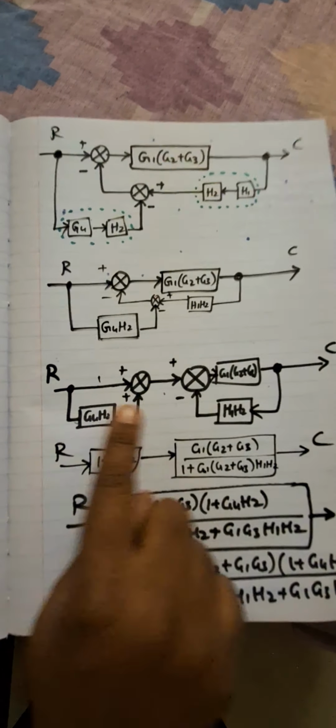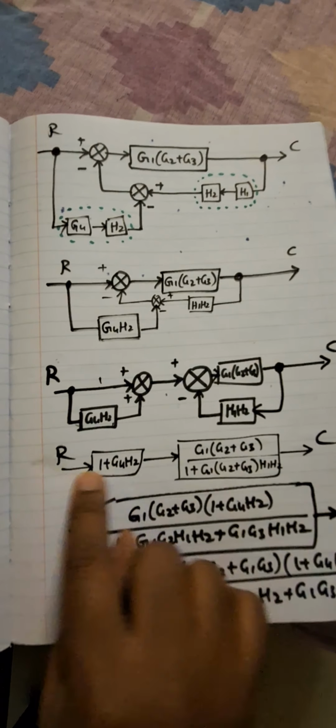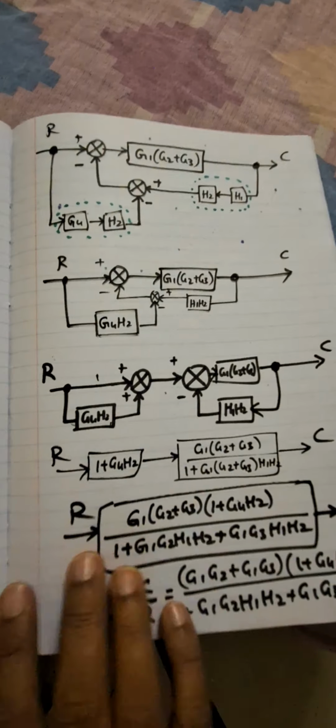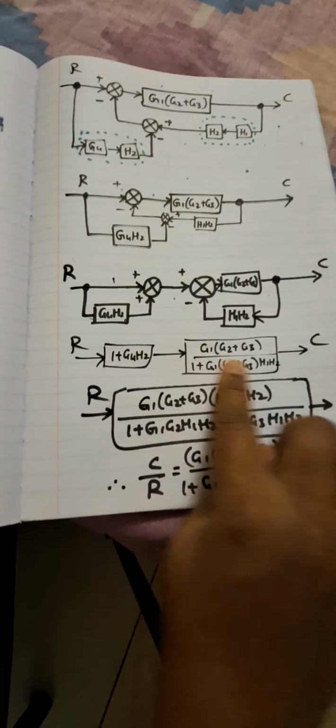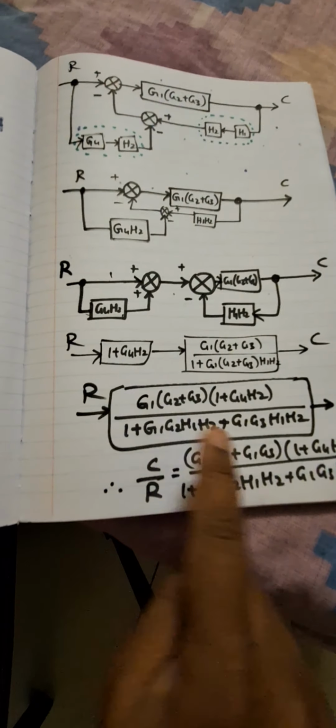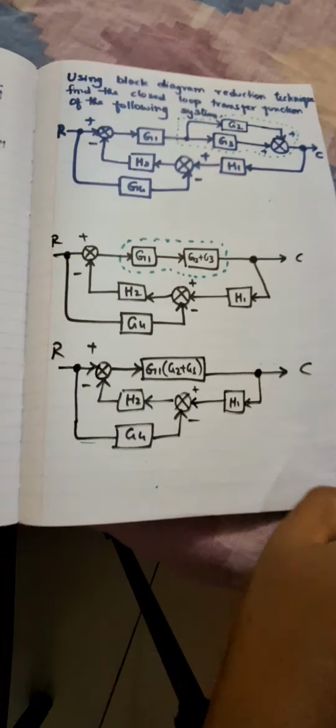Now these two are forward, means A plus B. So I wrote 1 plus G4 H2. Then these two are in feedback. So G by 1 plus GH. So now these two are in series, so I multiplied them. Therefore C by R is equal to the block. Done. This is another block reduction technique.